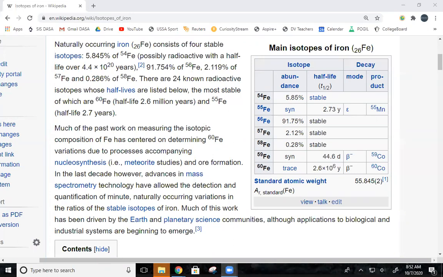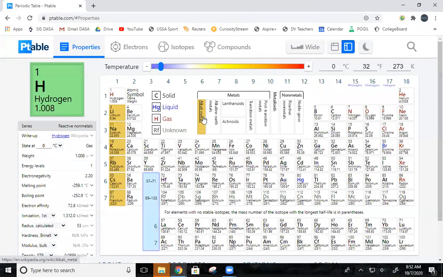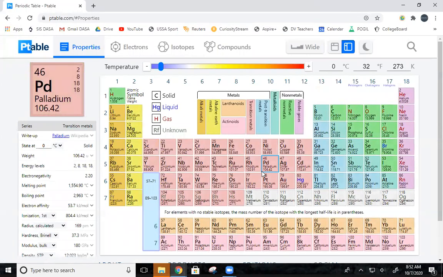Average elemental mass. So if we pull up our good old friend, the periodic table, so pull out your periodic tables, take a look at them. If we look at iron, we see these numbers here. Don't worry about these numbers over here quite yet.